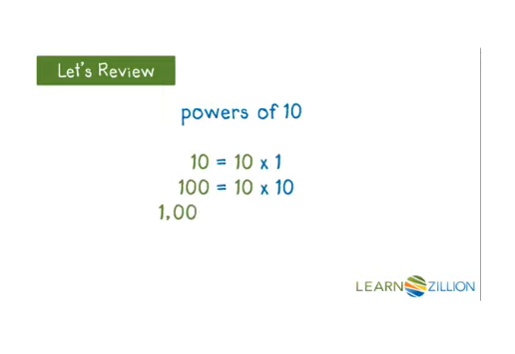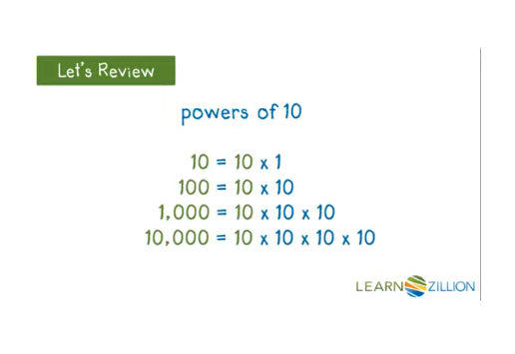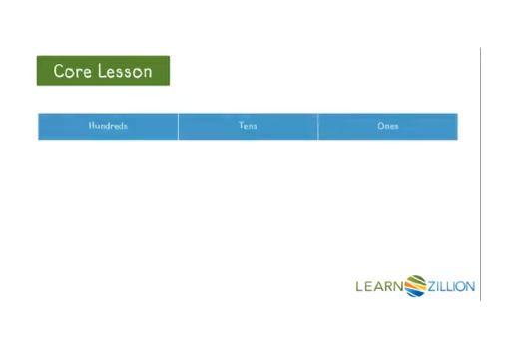A power of 10 is the result of multiplying 10 by itself a certain number of times. 10, 100, 1,000, and 10,000 are all powers of 10. When we work with the power of 10, we are multiplying 10 by itself a certain number of times.